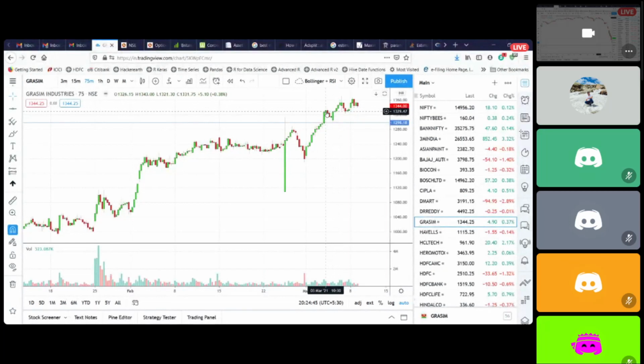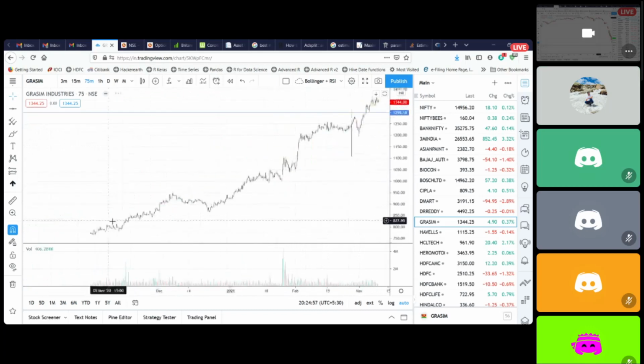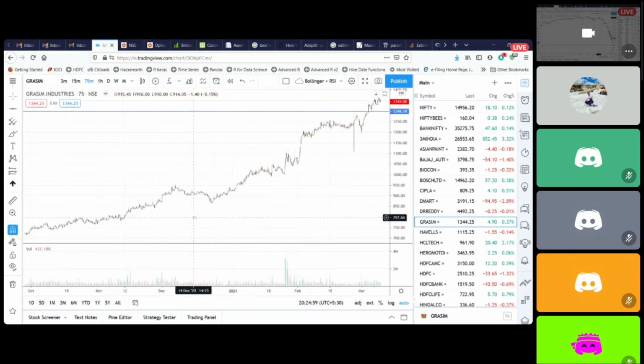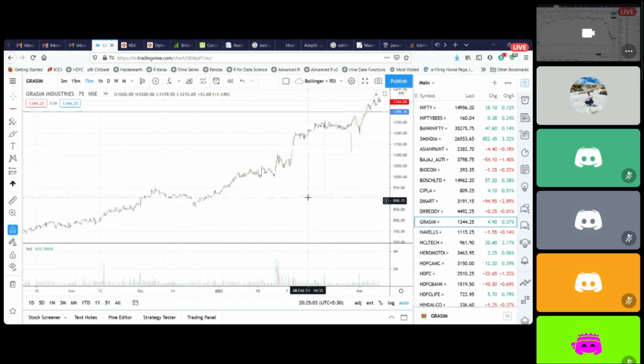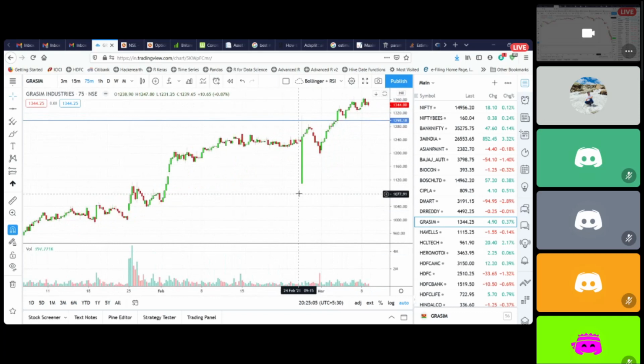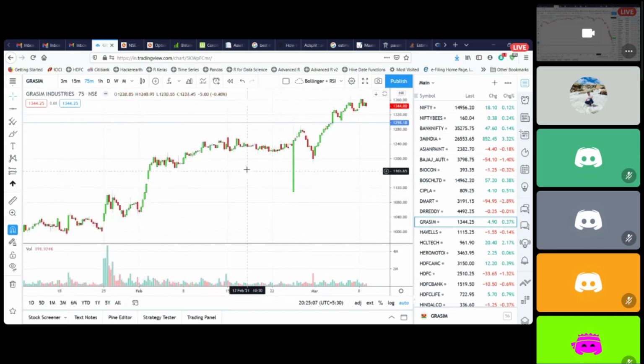1340, I think it hit here in this candle, yeah. So I booked it out. That was, I think, around 3% above the previous high. But the setup was looking very good. I always look out for this setup. What was your stop loss in the previous trade? In Grasim, yes, right below this, 1175. Right below here.